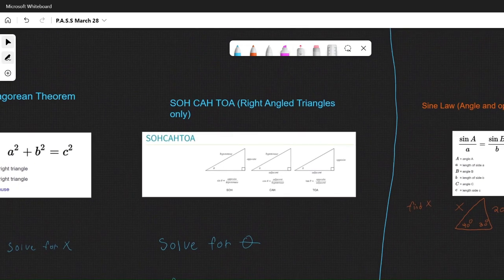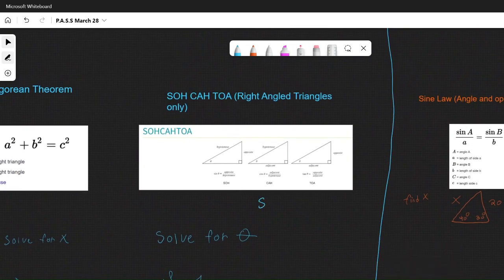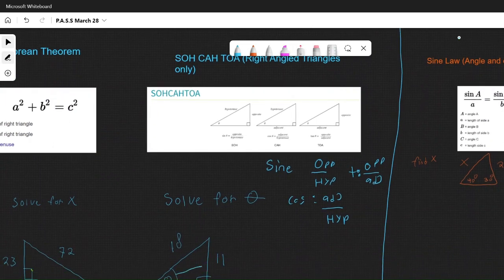And so we have SOHCAHTOA, which means sine is opposite over hypotenuse. Cos stands for adjacent over hypotenuse. And tan, TOA, stands for opposite over adjacent. So looking at this angle, we have the opposite side and we have the hypotenuse.